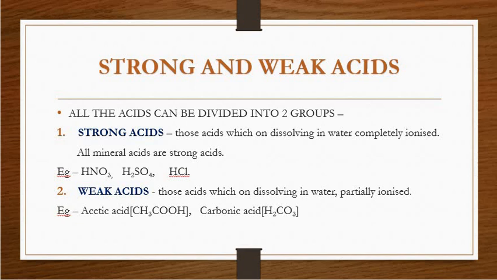Weak acids. Weak acids are those acids which on dissolving in water will give you a small number of ions, or a small number of hydrogen ions. They ionize partially. Two examples which we need to remember are acetic acid and carbonic acid. If we are dissolving carbonic acid in water, all carbonic acid molecules will not ionize to give you hydrogen ions and carbonate ions. Only some of the molecules will ionize to give you the ions.